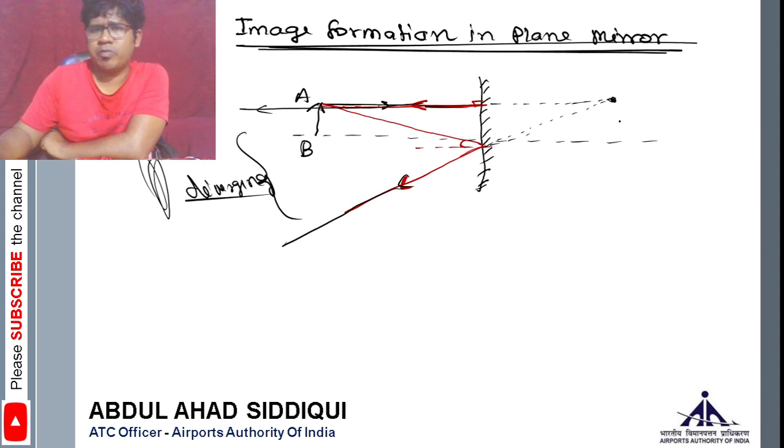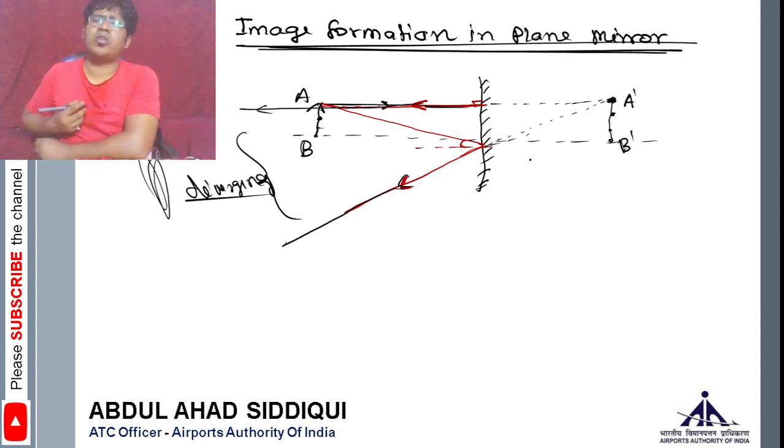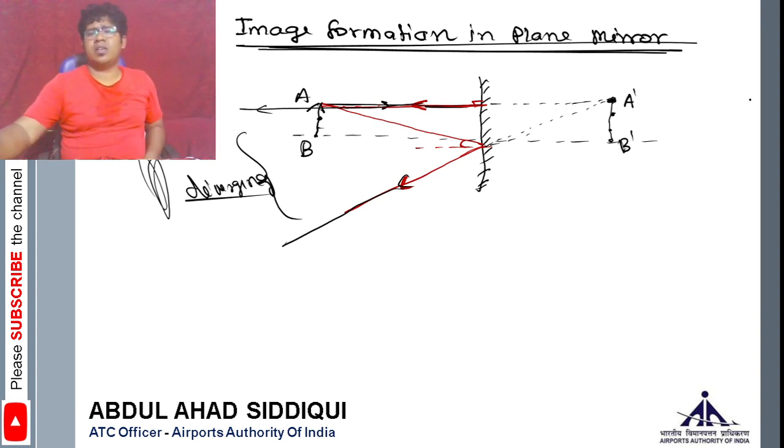The image of point A, that is A dash, will form here. Similarly, let's say this is some point, so its image will be forming here. Similarly, this bottom point B will be forming here. So when you join, you will get an image, that is B dash. So the important thing here is the nature of image formed by a plane mirror.